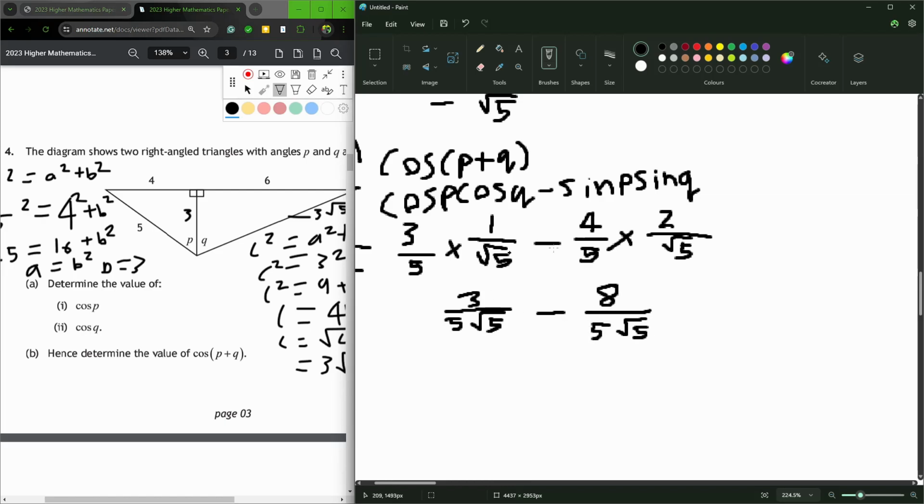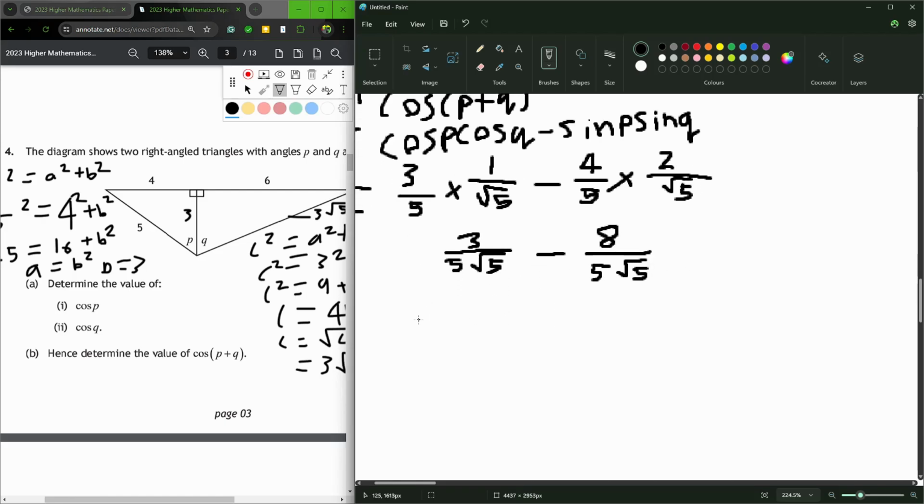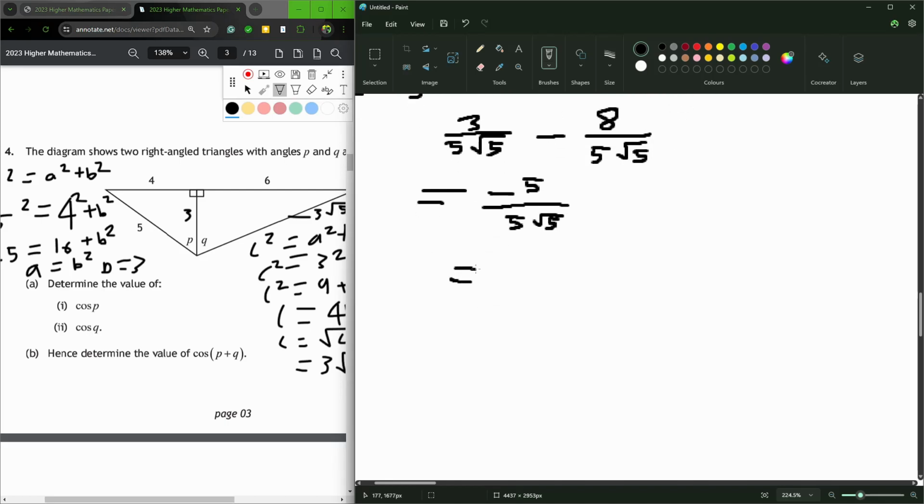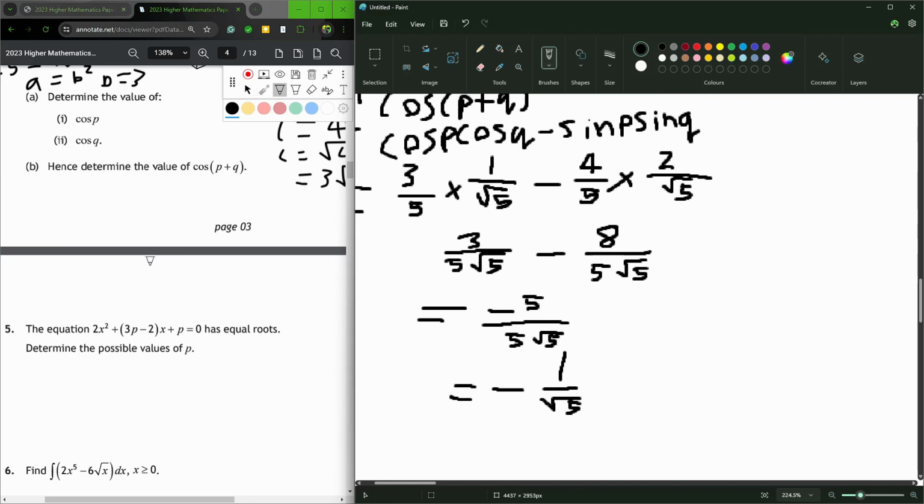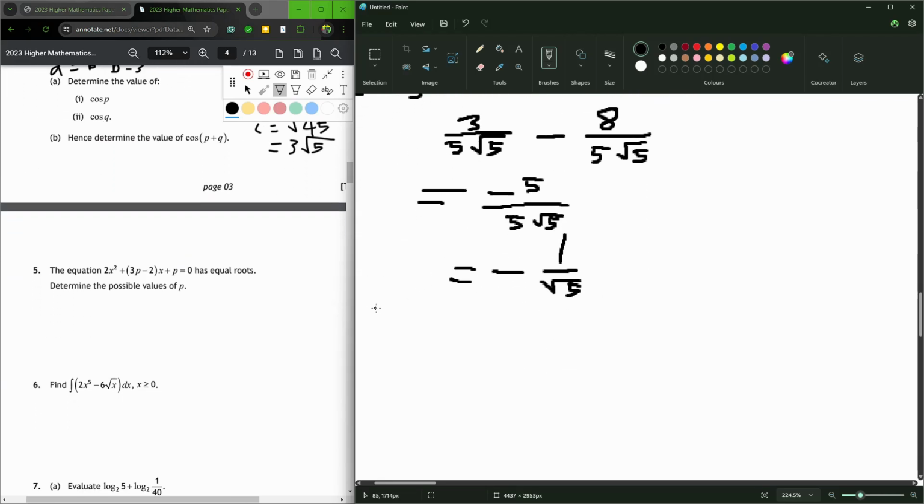Whenever you do these kinds of questions, you should find you have the same denominator, which means you can subtract them. We get minus 5 over 5 root 5. Then, of course, we can divide both sides by 5, giving us minus 1 over root 5 as our final answer. And there we are. Move on to question 5.